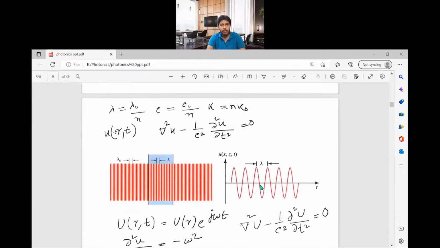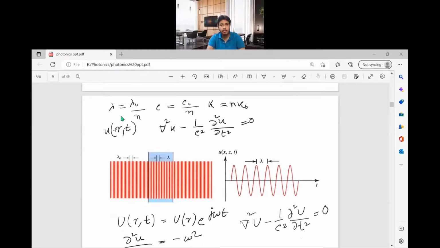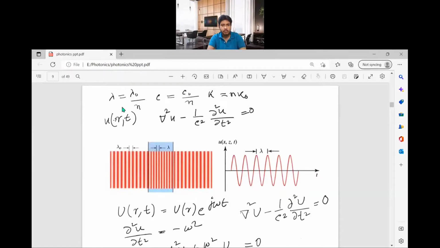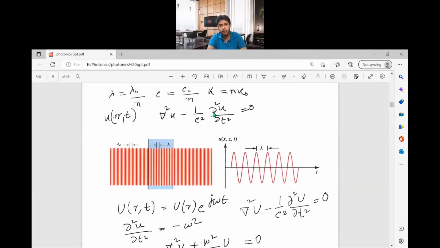Now, if light travels in a medium with some refractive index n, then the wavelength of the light will change. It will decrease to lambda 0 by n, where lambda 0 is the free space wavelength. The velocity also decreases by a factor of 1 by n, and the wave number k increases by multiplication by n. In wave optics we deal with the wave equation, so here we can consider this wave.